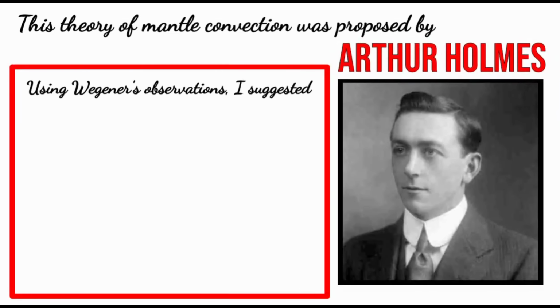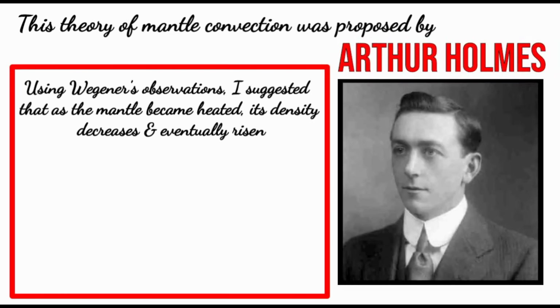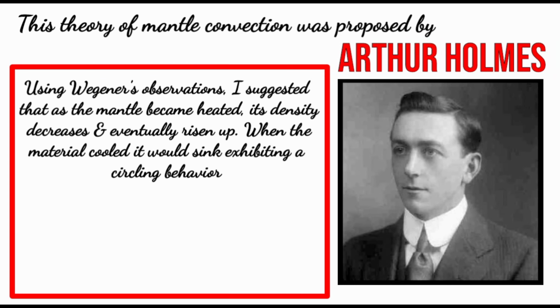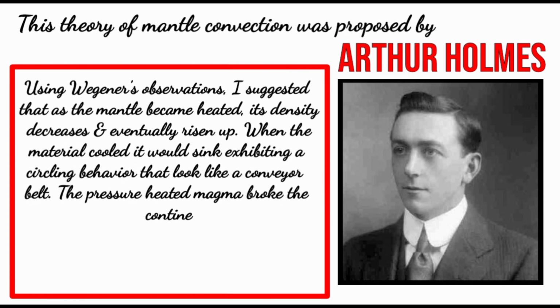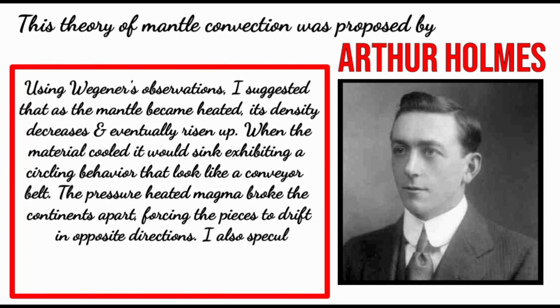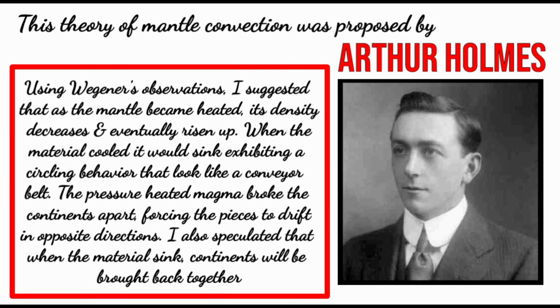This theory of mantle convection was proposed by Arthur Holmes. Arthur Holmes said, using Wegener's observation, he suggested that as the mantle became heated, its density decreases and eventually rises up. When the material cooled, it would sink, exhibiting a circling behavior that looked like a conveyor belt. The pressure-heated magma broke the continents apart, forcing the pieces to drift in opposite directions. He also speculated that when the materials sink, continents will be brought back together again as one piece.